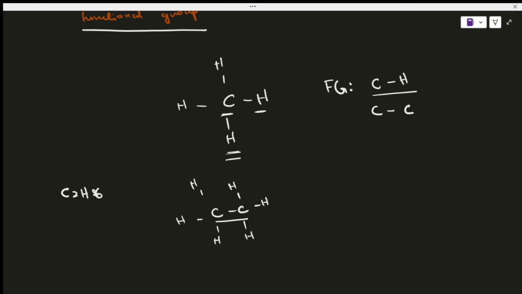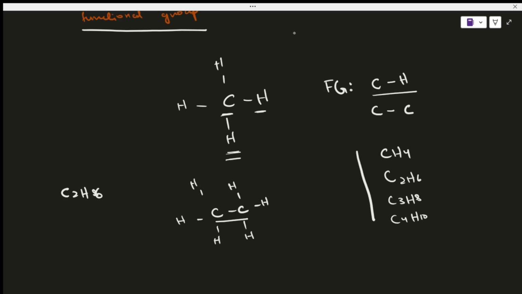Now these functional groups decide how the molecule is going to react. It's how the alkane is going to react. So this is the first part, this is how we're understanding the functional group. Now, once we have the functional group, you should know that as we go down the list, for example, we have CH4, we have C2H6, we have C3H8, we have C4H10.